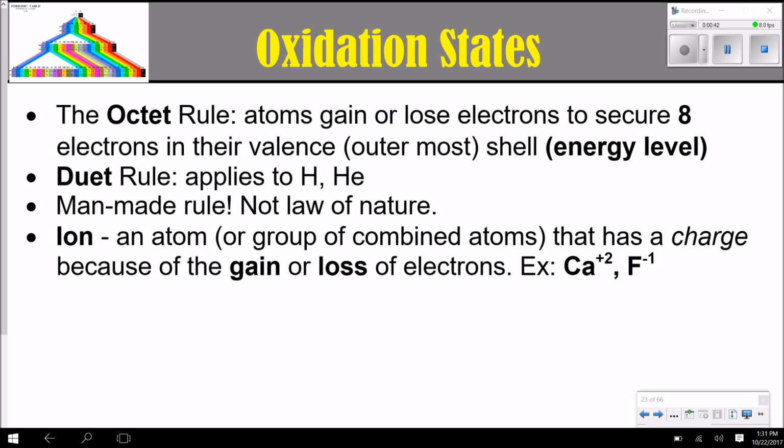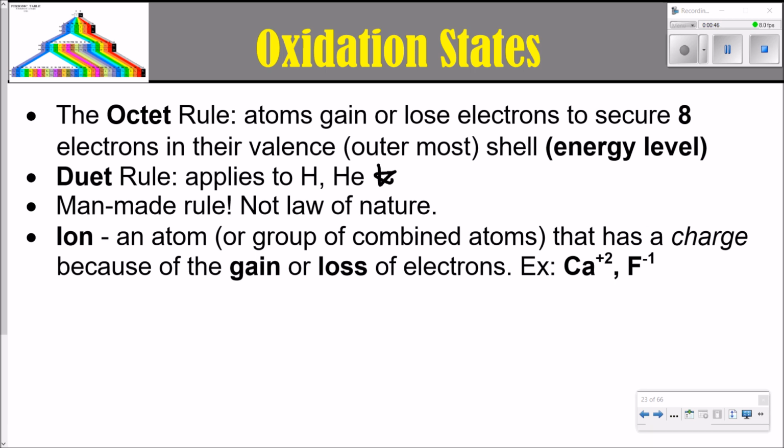And one of the main exceptions that you already know about would be the duet rule, in which hydrogen and helium don't have 8 in their outer valence shell because they're in that first energy level. They're only going to have 2 electrons in their outer valence shell. An ion, just as a reminder, is an atom or a group of combined atoms, like a polyatomic ion, that has a charge because of a gain or loss of electrons. So, for example, calcium ion or fluoride.